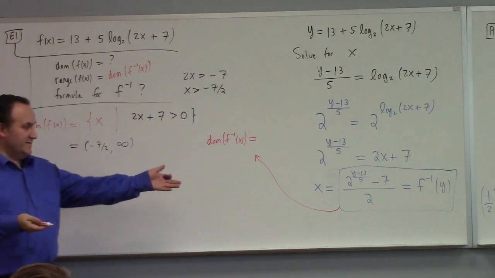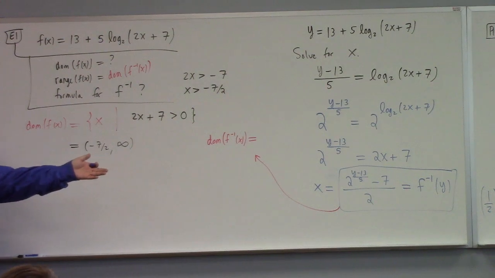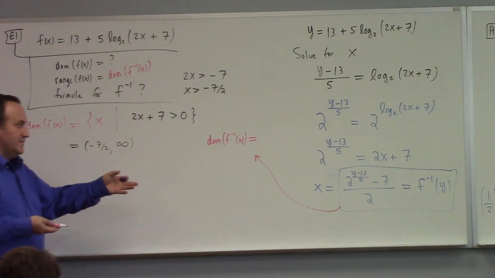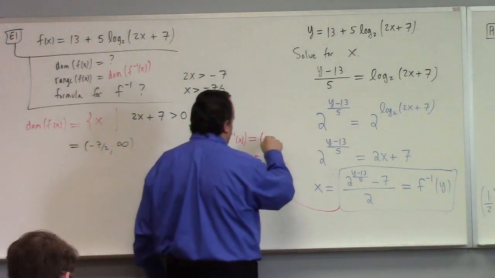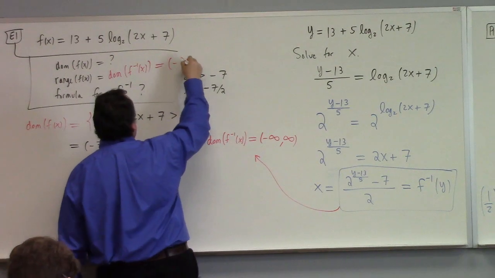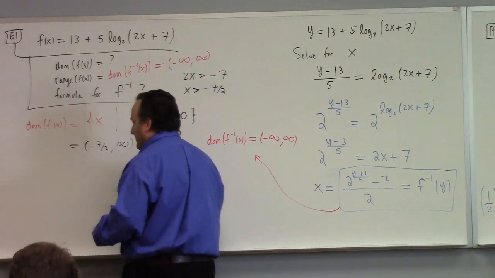Yeah, it's all reals, right? Because this is an exponential. You can put whatever you want into it. It doesn't care. Negative, positive, it's all good. So the domain is, yes, all real numbers. And so that, then, is in fact the range. So there you go. We answered our question, all three parts.